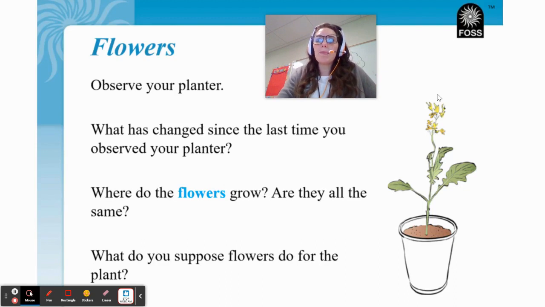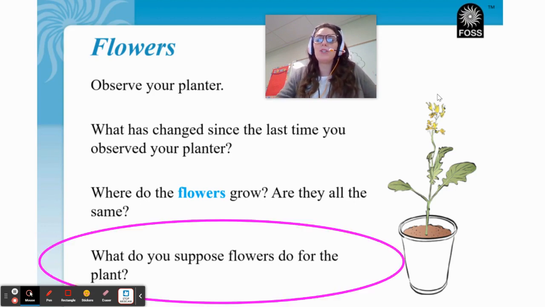And now we are going to talk about the flowers. What do you suppose flowers do for the plant? Why do plants have flowers? That is what we are going to answer today in science. What do you suppose flowers do for the plant?